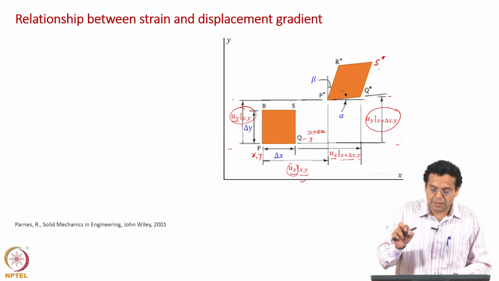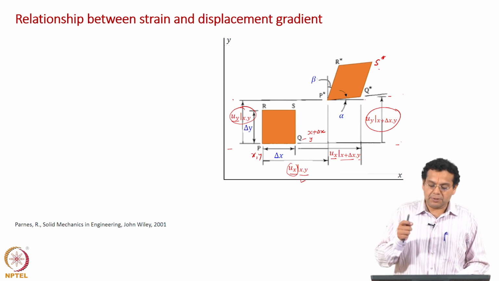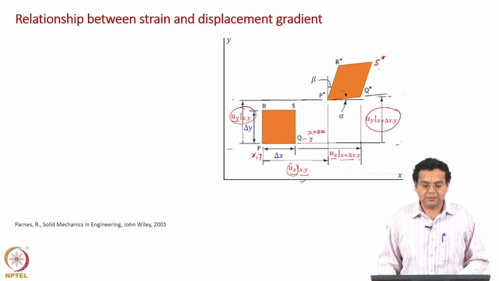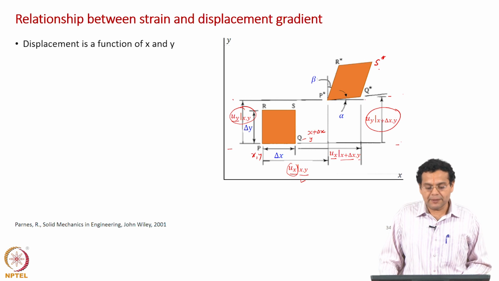We have discussed x displacement of P, x displacement of Q, and then similarly y displacement of P and Q, and we also discussed what alpha and beta represent. With this nomenclature, let us proceed, and that is what is shown here. Displacement as a function of x and y.